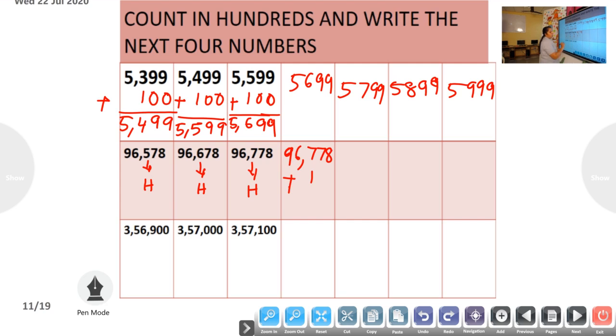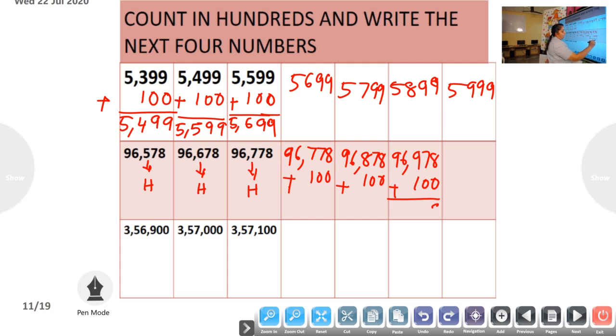Plus 1, hundreds place. Yes, how much are you getting? 96,878. Yes, again you have to add 100. How much are you getting? 96,978. Again you have to add 100. How much are you getting?